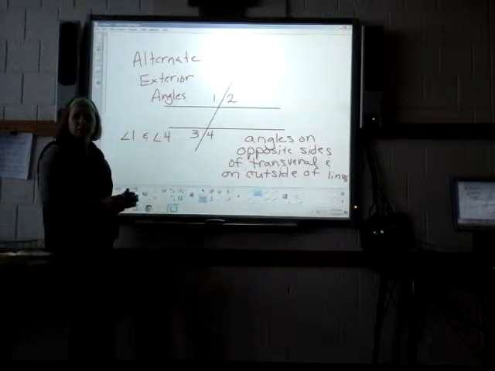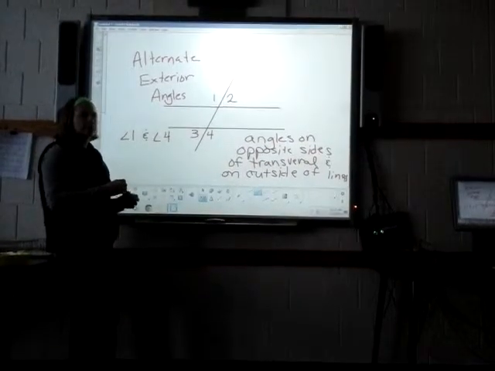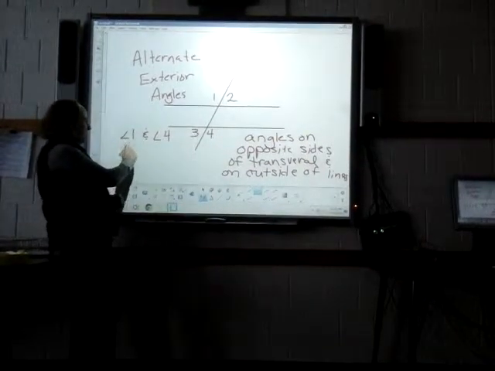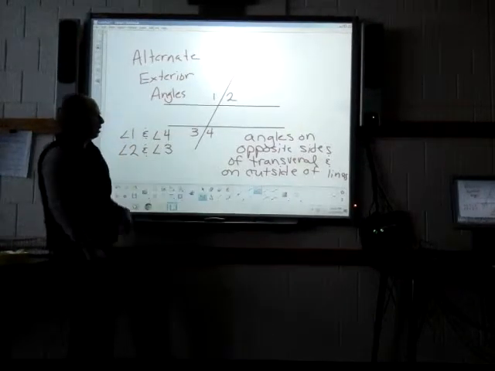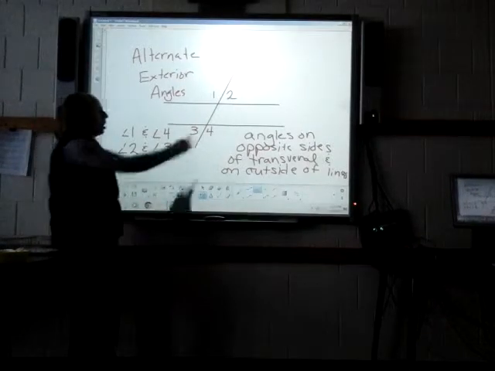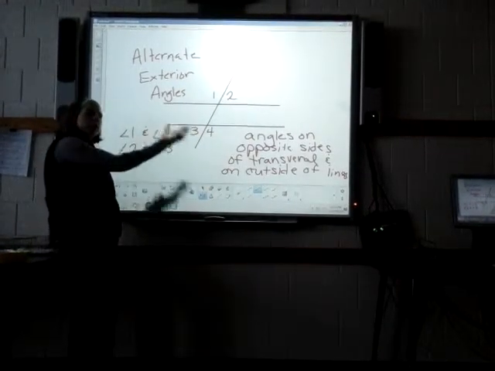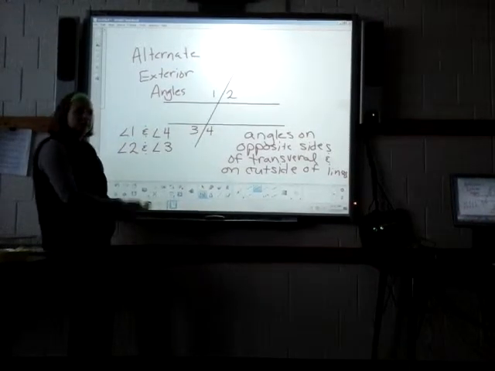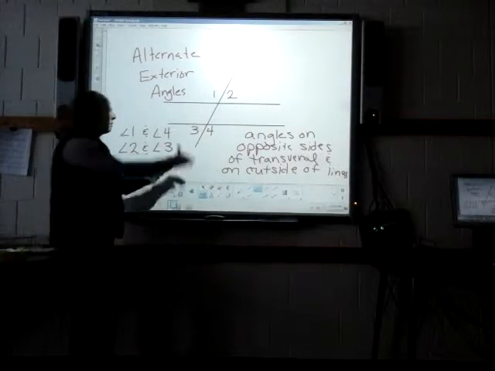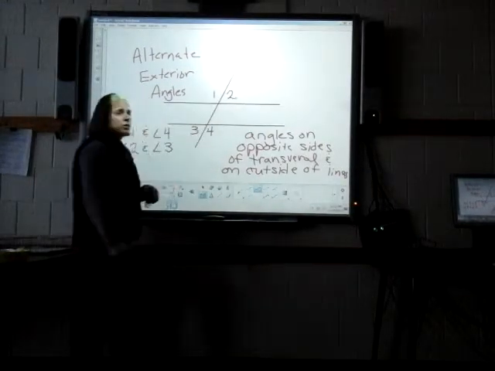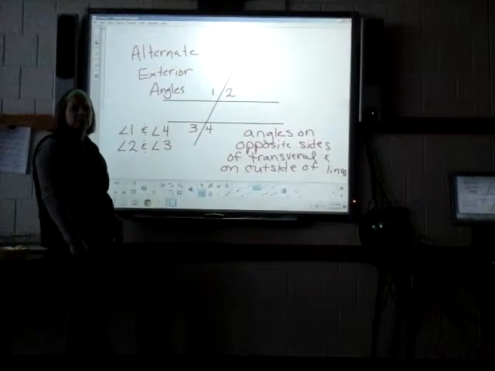Do I have another set of alternate exterior angles? What two angles? Angle 2 and angle 3 are also alternate exterior angles. Are angles 1 and 3 alternate exterior angles? No, because they're on the same side of the transversal. That alternate word means that they're on opposite sides of the transversal. Exterior means they're to the outside of the two lines that the transversal cuts. Any questions on that definition?